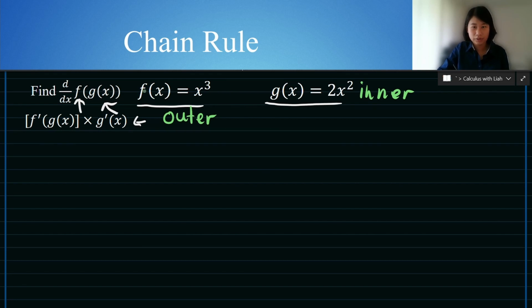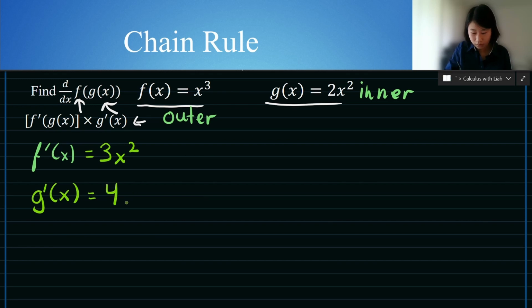Now let us find the derivatives of the outer and inner functions. So let's do the derivative of the outer function. That's going to be f prime of x. So the derivative of x to the 3 is just 3x squared. This one over here is going to be equal to 4x.